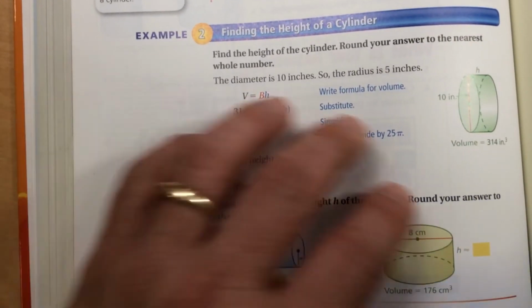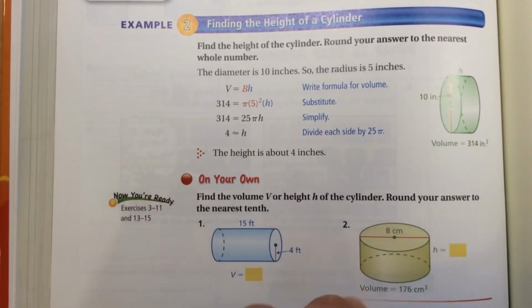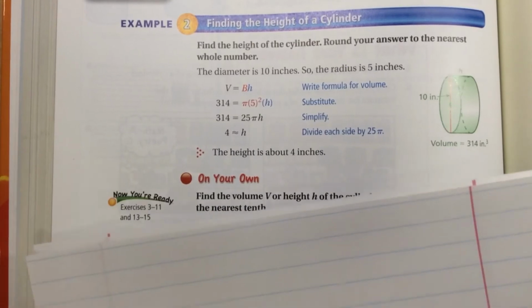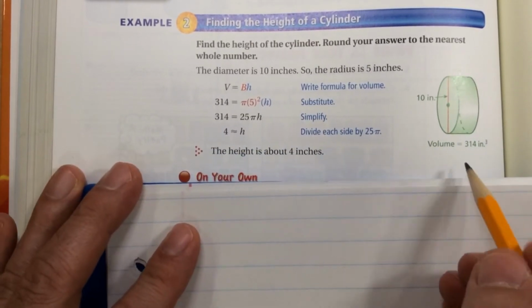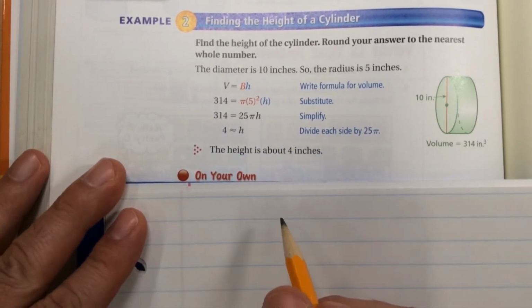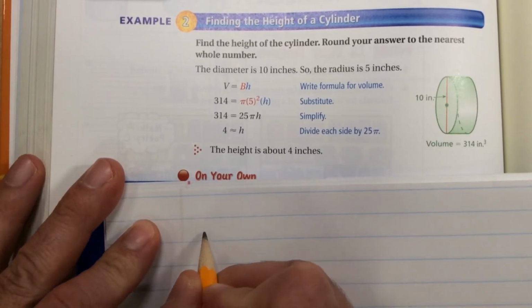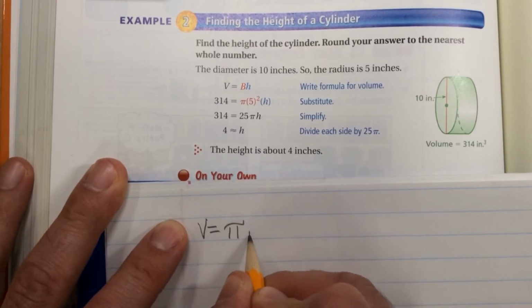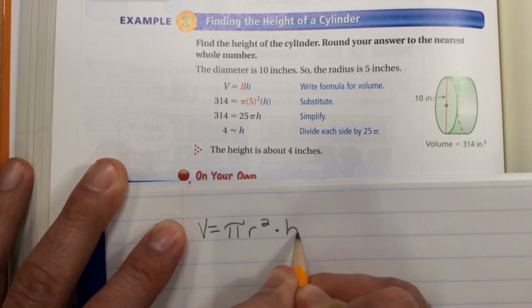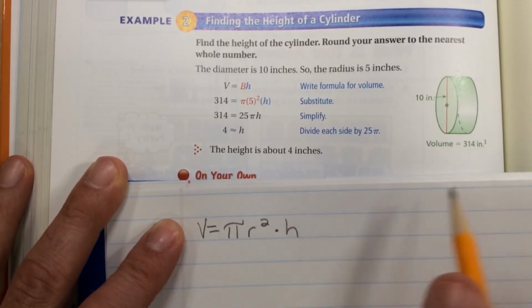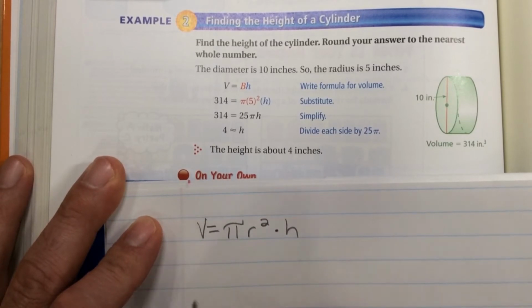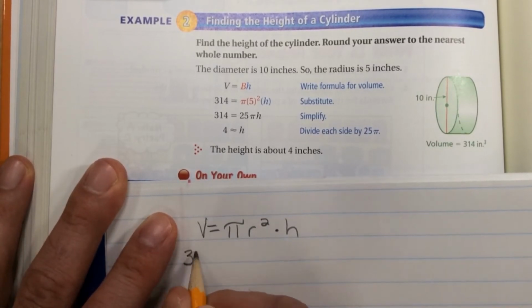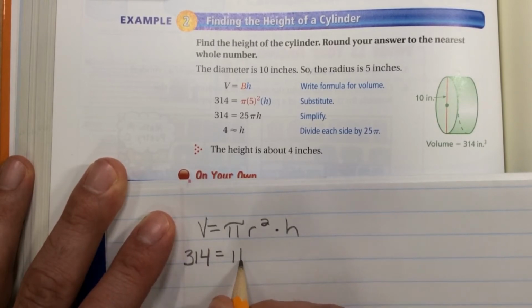Sometimes they'll give us the volume and we'll have to find something else. For instance, here they are giving us the volume is 314 inches cubed. So we start the same way as before. Volume equals pi r squared times h. And they're giving us the volume, so we'll plug in all the information we know. 314 for the volume equals pi.